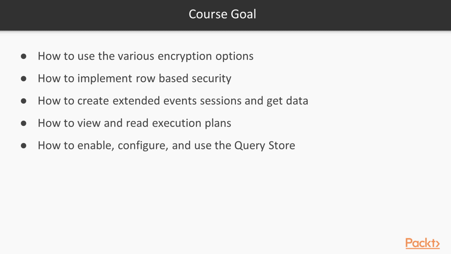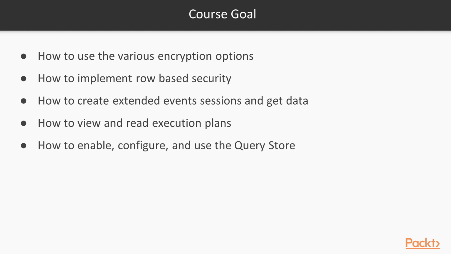Now in this course, we want to cover a number of different items. We do want to look at the various encryption options that are available in SQL Server, both for protecting data from a code perspective as well as from an administrative perspective. We'll talk about how to implement row-based security. Many people have done this on their own, but SQL Server 2016 includes new functionality that makes this very easy to include as part of your application, where you can decide who can view which rows of data without changing the application code at all.